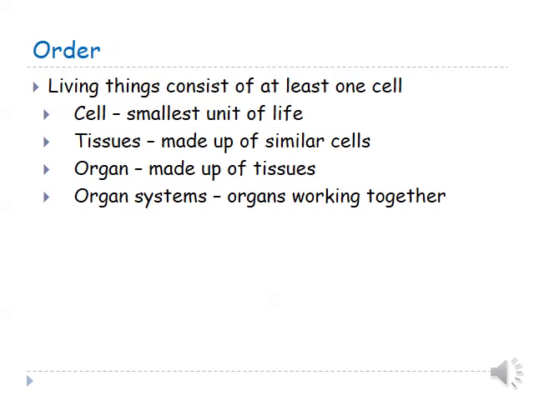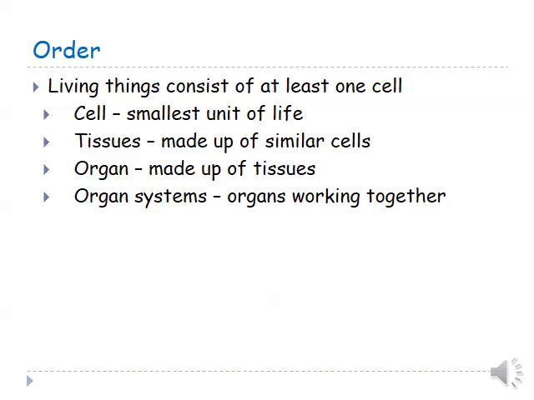Living things have an order or level of organization. The smallest level of organization or order is the cell, and that's the smallest unit of life. If you look at more complex organisms, they have tissues. Tissues are where you have cells that work together in order to achieve a specific function.